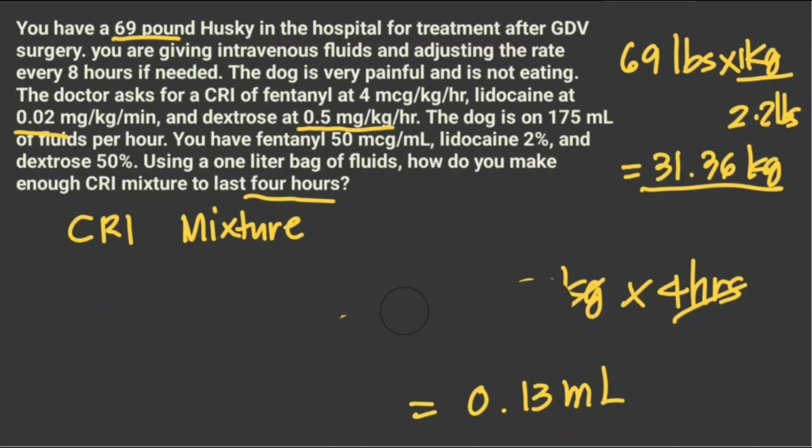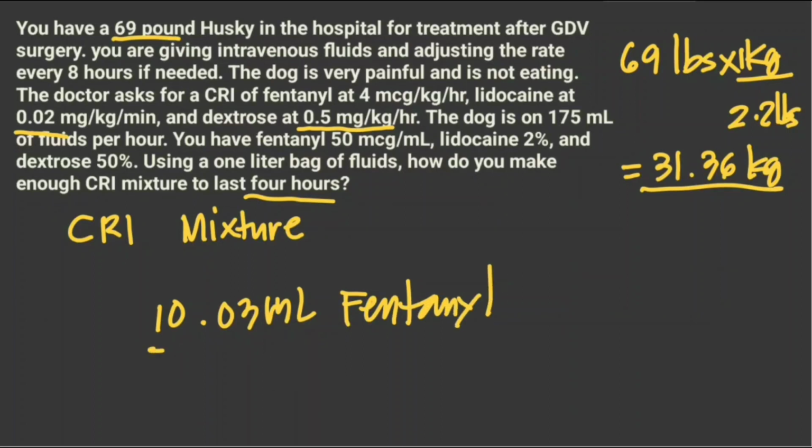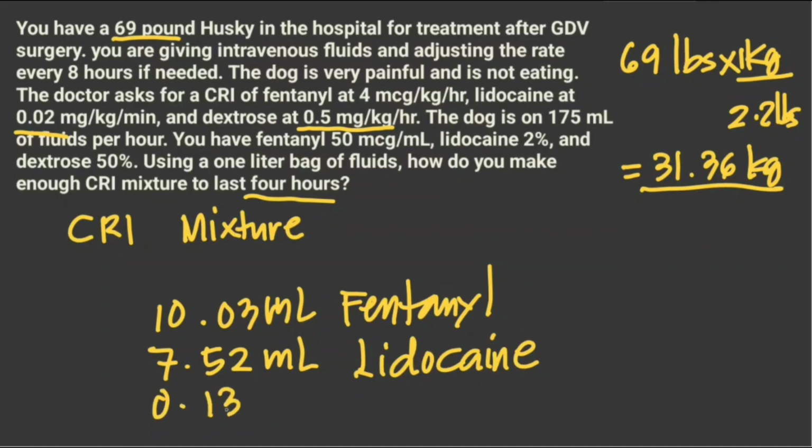So for the CRI mixture required by the doctor, we need 10.03 ml of fentanyl, 7.52 ml of lidocaine, and 0.13 ml of dextrose, to be given, enough to last for 4 hours.